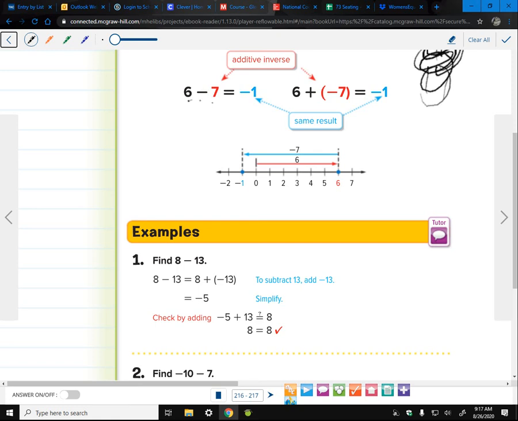So for this one, 6 plus -7, we are at 1, 2, 3, 4, 5, 6, and we are adding a -7. 1, 2, 3, 4, 5, 6, 7, and we end up at -1.